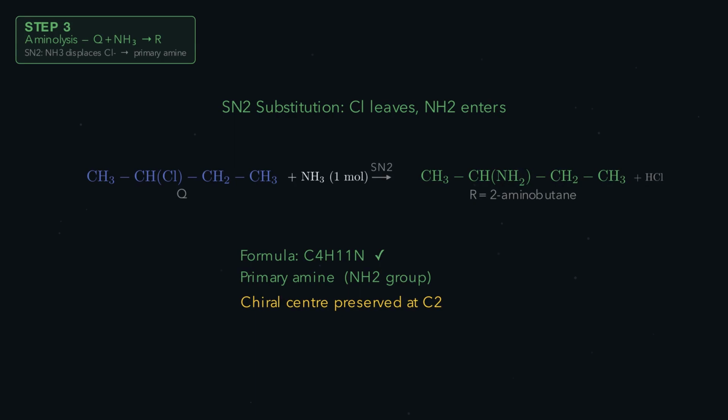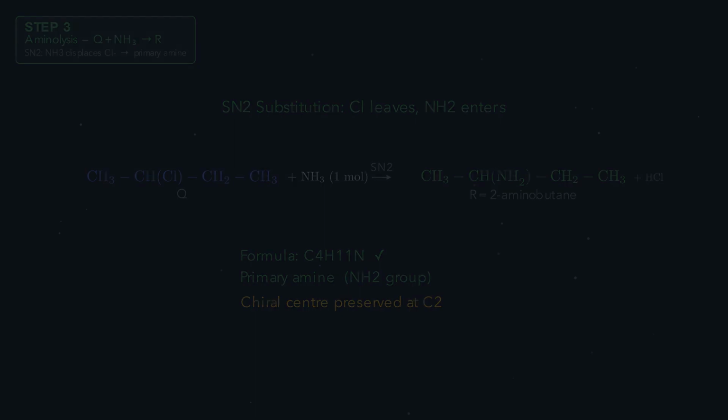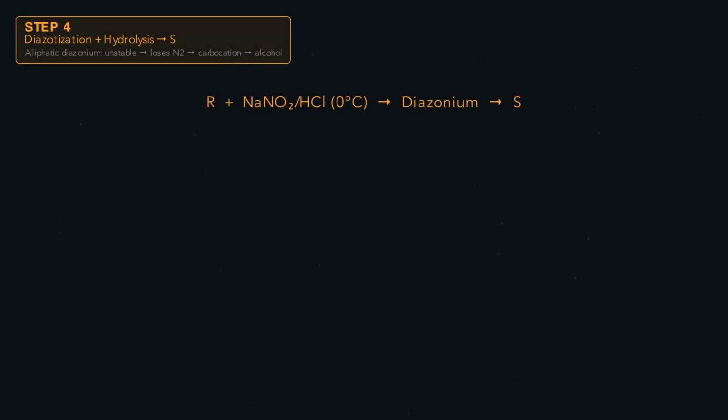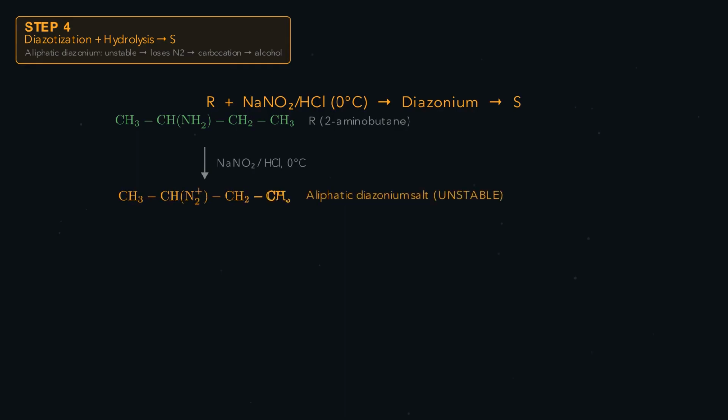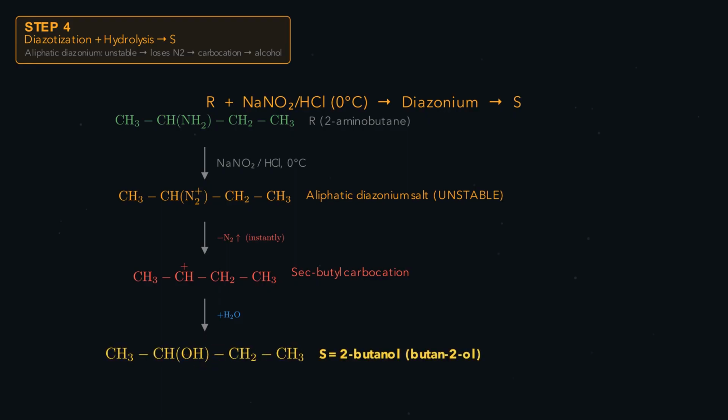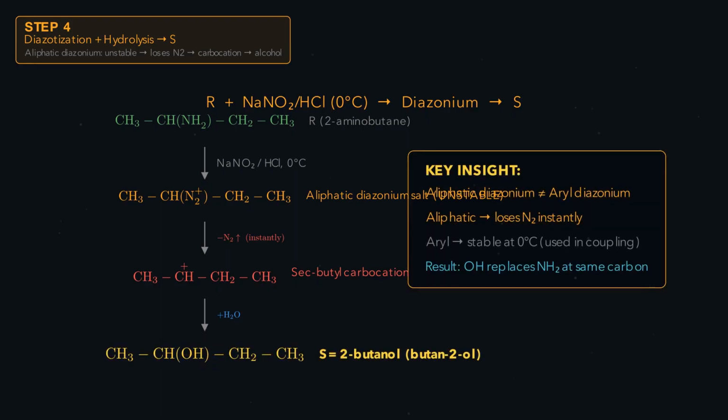Q reacts with 1 mole of ammonia by substitution. Chlorine leaves, and the amino group takes its place. This gives R, which is 2-aminobutane, a primary amine with formula C4H11N. Notice the chiral center is preserved. Now for the diazotization. R reacts with sodium nitrite and HCl at 0 degrees to form an aliphatic diazonium salt. Unlike aryl diazonium salts, aliphatic ones are completely unstable.